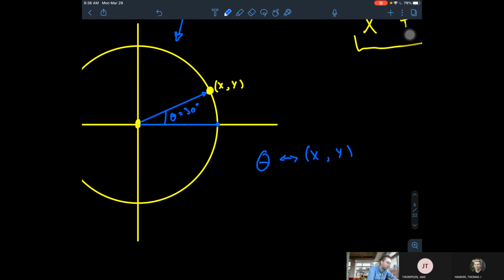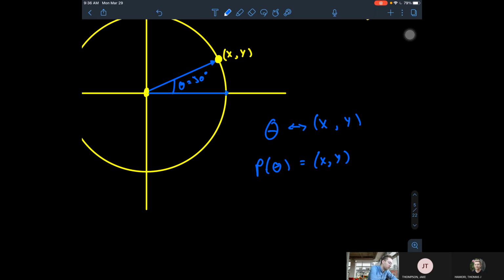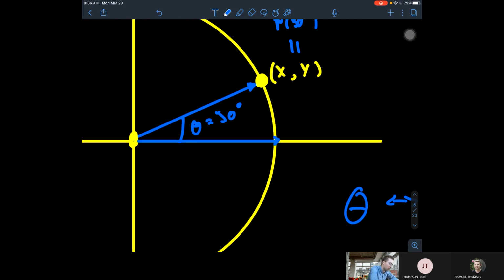Okay? So sometimes the way we write this is that p of theta is equal to the point x comma y. In other words, the left-hand side says the point on the unit circle which corresponds to a given angle theta has coordinates x comma y. That's what this equation means. So in this case, p of 30 degrees is equal to the x and y coordinates which go with 30 degrees. Okay? So let's see what those x and y coordinates actually are.